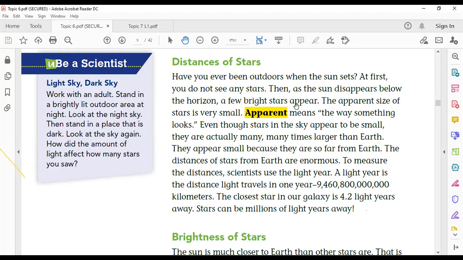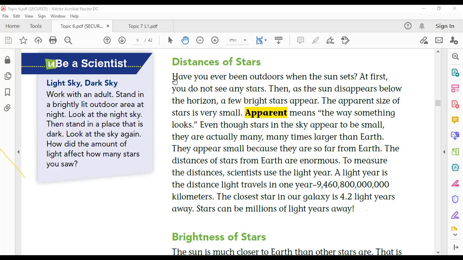Now I want you to know that the apparent size of the star is very small. What is the meaning of apparent? Apparent means the way something looks. It doesn't mean that it's the actual size of the star.